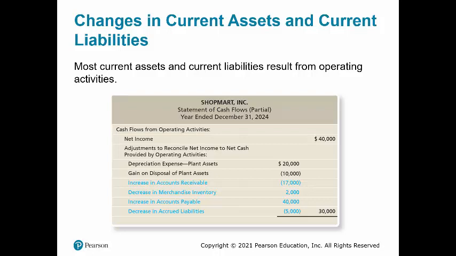An increase in a current liability causes an increase in cash. So the increase in accounts payable of $40,000 would need to be added back. A decrease in a current liability causes a decrease in cash. So a decrease in accrued liabilities of $5,000 would need to be subtracted.